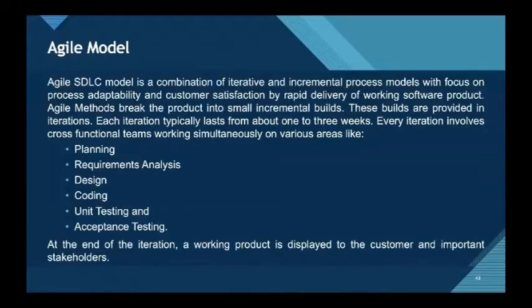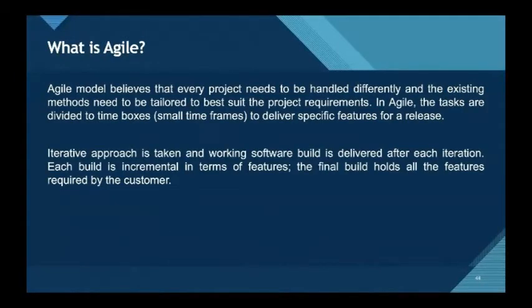Every iteration involves cross-functional teams working simultaneously on various areas like planning, requirement analysis, design, coding, unit testing, and acceptance testing. At the end of the iteration, a working product is displayed to the customer and important stakeholders. So what is Agile? Agile model believes that every project needs to be handled differently and the existing methods need to be tailored to best suit the project requirements.